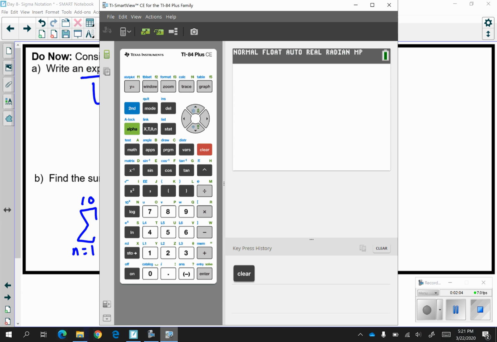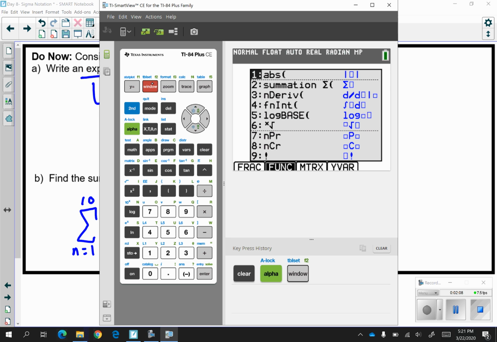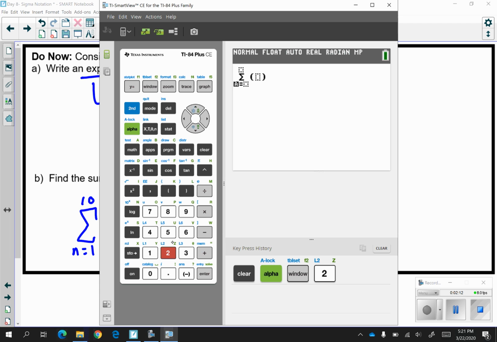So in the calculator, we have alpha, window, choice 2, summation. I know I used n in the problem, but in your calculator, you have to input x. And you can use x in the problem as well. That's up to you. It's just on the Regents you typically see n, so that's really what I work with in general. So we're starting at 1. We're going up to 10.